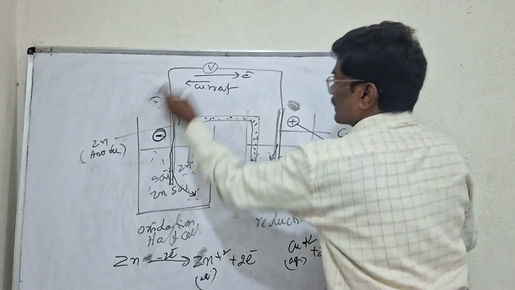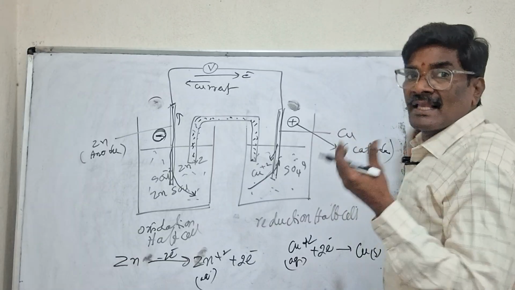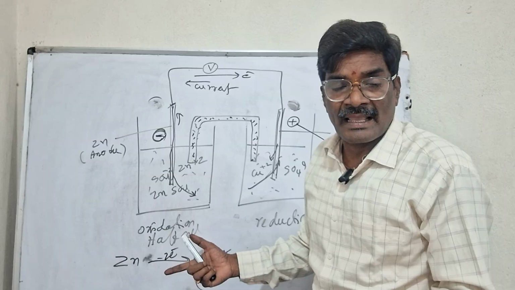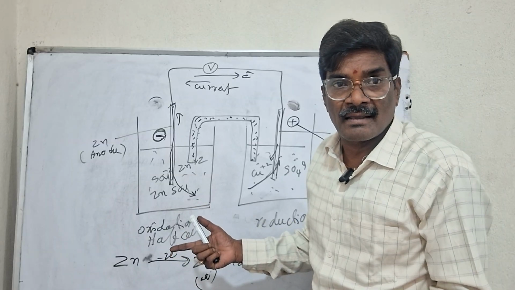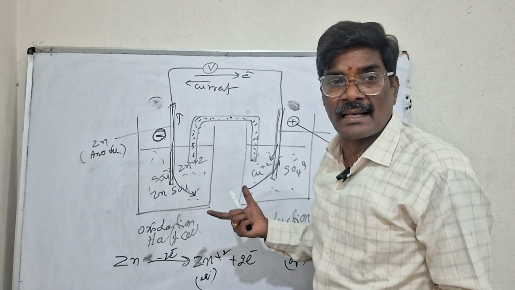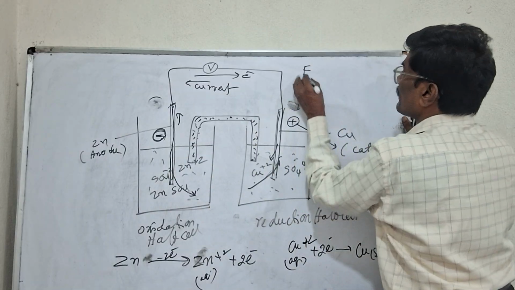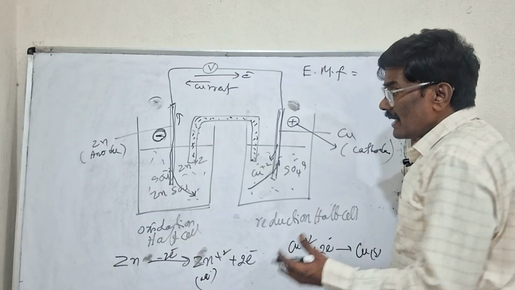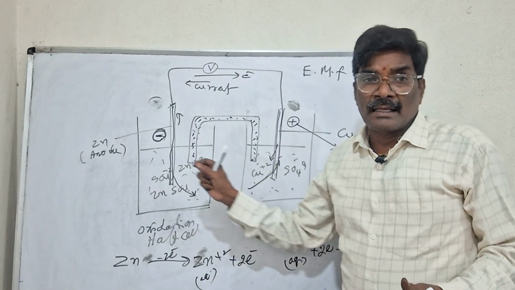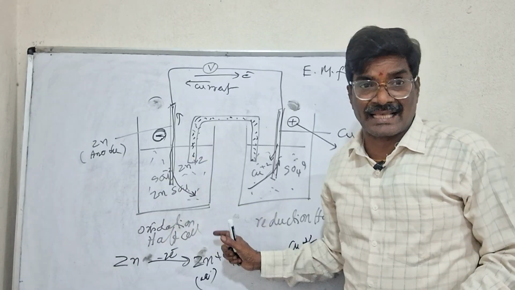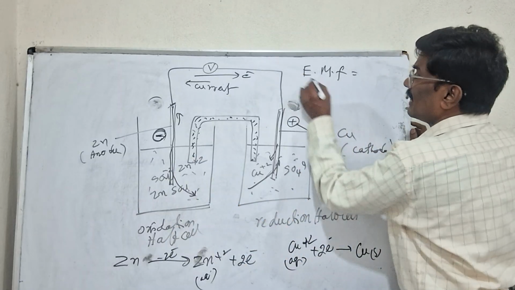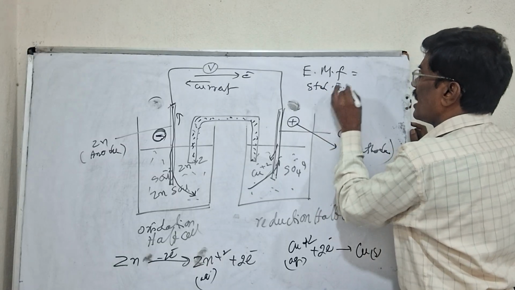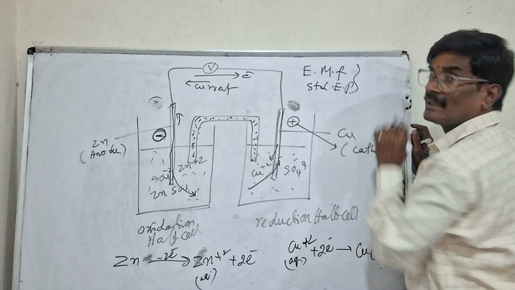Now, the potential difference between these two is called the electrode potential of the cell. This electrochemical cell potential is also called EMF, electromotive force of the cell. Generally, when we calculate at unit concentration of these ions, we call it the standard electrode potential.